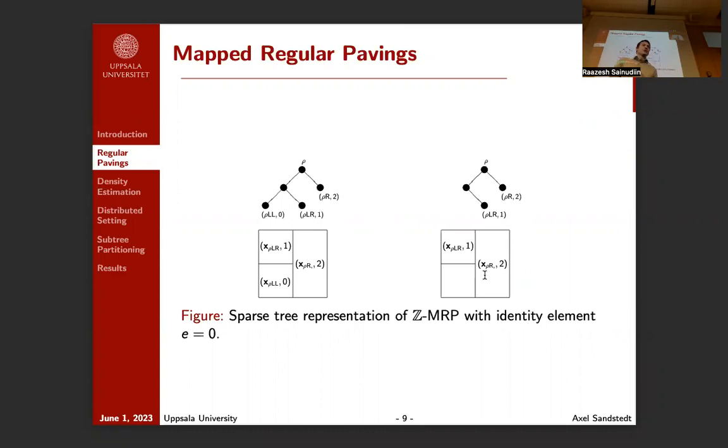So Johannes Groner, a previous Boscher student here, created this sparse tree representation of map regular pavings. So you can define some arithmetic between them. If we have two binary trees representing some map regular paving, we may define some arithmetic between the trees. And in this arithmetic, we usually have some identity element. In the case of counting points, the identity element is zero. So we can just have them implicitly in our representation. We don't have to explicitly store them in memory. And this will be very useful later.